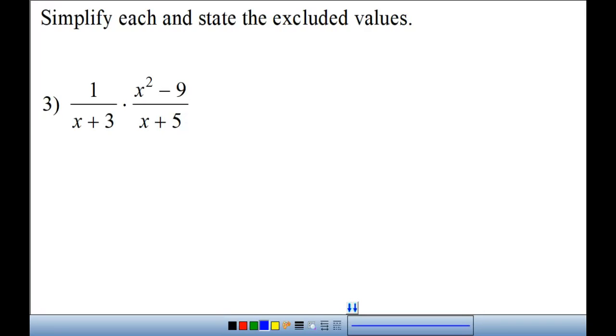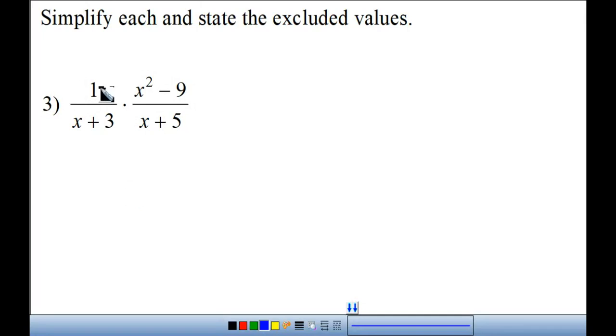In number 3, we introduce binomials. So now we're going to talk a little bit more about factoring. I told you at the beginning that simplification actually comes in 2 phases. The first is to factor everything before you state your excluded values. And then the second step for simplification is to cancel and see what remains. So I'm going to go piece by piece.